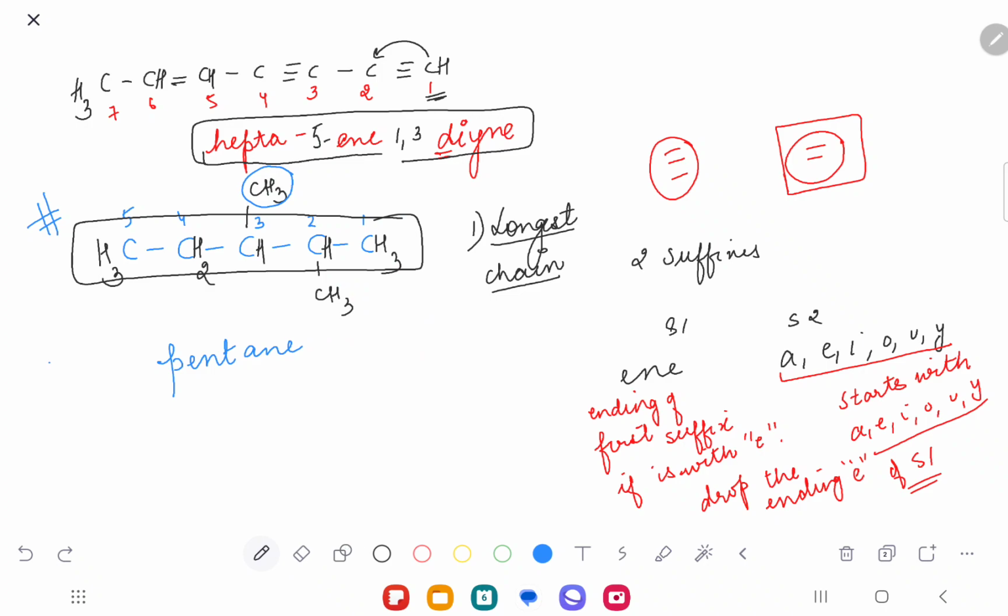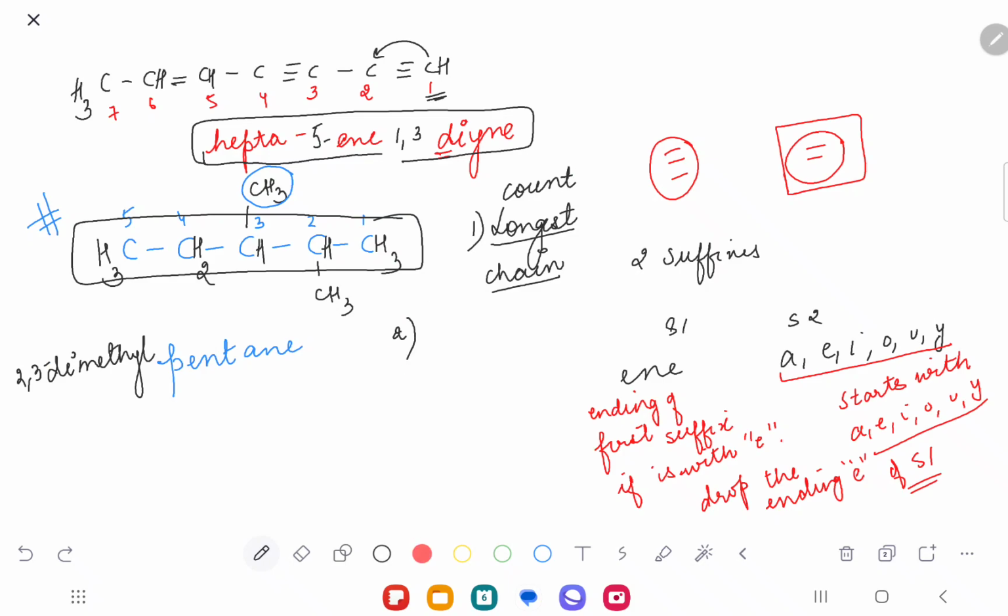Right? So it shall become dimethyl. So it shall become 2,3-dimethylpentane. That's the name. So the rule is to count the longest chain.